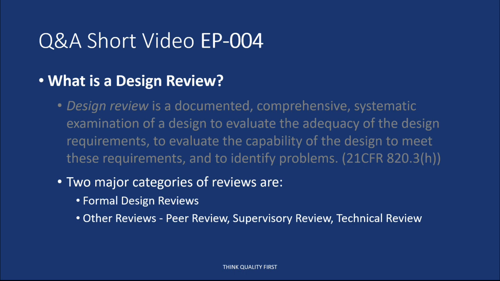There are 2 major categories of reviews. Formal design reviews, which we are all familiar with, and then the other reviews. The formal design reviews are meant to be comprehensive, definitive, and multidisciplinary in their scope. This is the gathering of the generals to determine that a design phase has been completed. The other reviews are the documents that make up the design history file, which feeds into the formal design reviews.